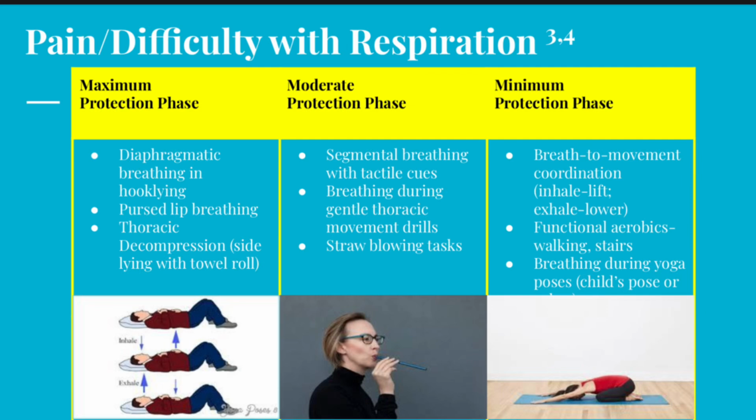Then secondly, we have functional aerobics, and this could be something as simple as walking or going up or down the stairs. And this will just help to retrain the breathing in certain daily tasks that the patient will have to go through. And then third, we have yoga poses, such as the child's pose or the cobra. And this will emphasize controlled deep breathing and thoracic mobility.